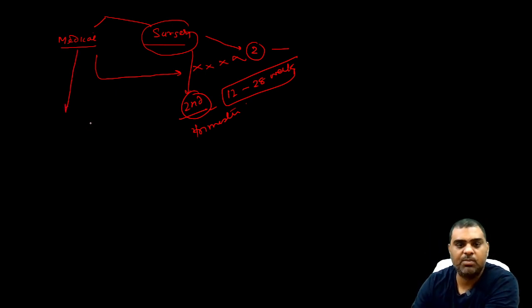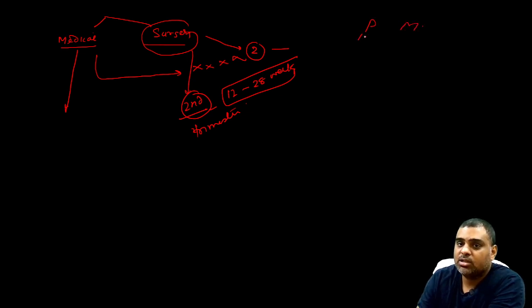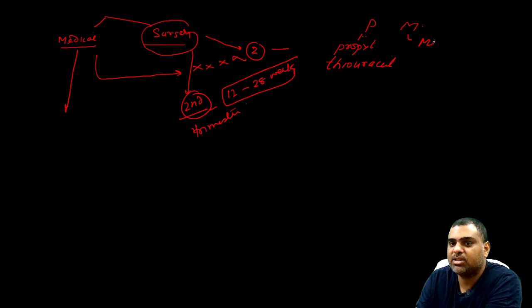Now what is the medical management? Always remember the PM rule. P is for propylthiouracil, and M is for methimazole or carbimazole.